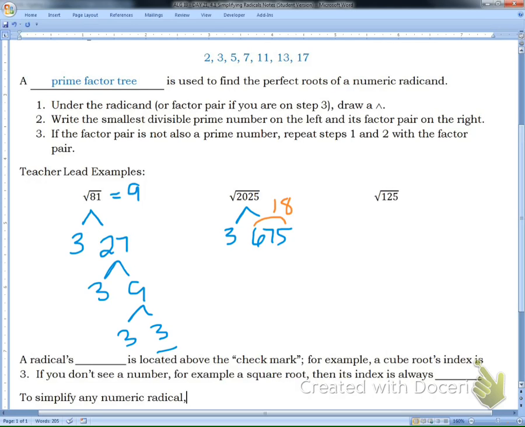That's how I was able to quickly look at 2025 and know that that number is divisible by 3, because 2 plus 2 plus 5 is equal to 9, and I know 9 is divisible by 3. Okay, so if you know it's divisible by 3, go ahead and get your calculator out and divide it. 675 divided by 3 is 225.